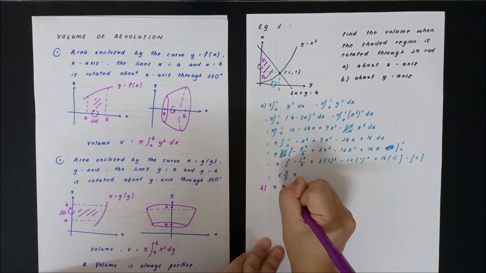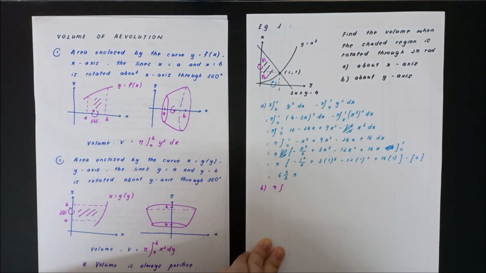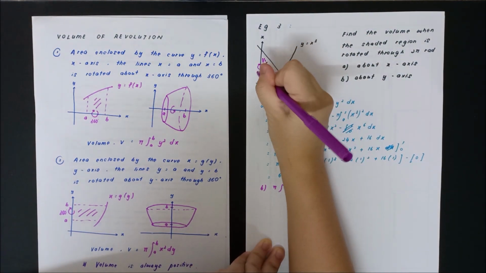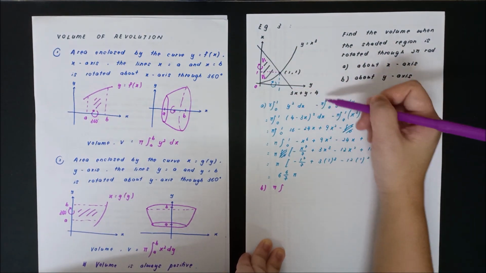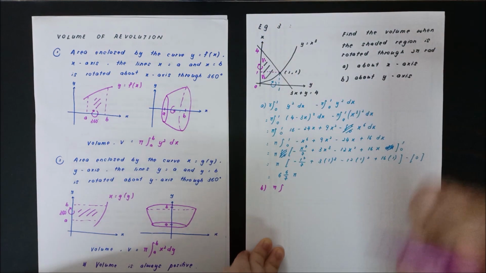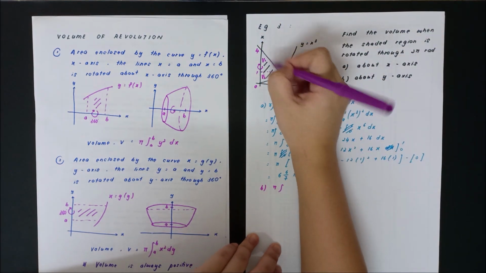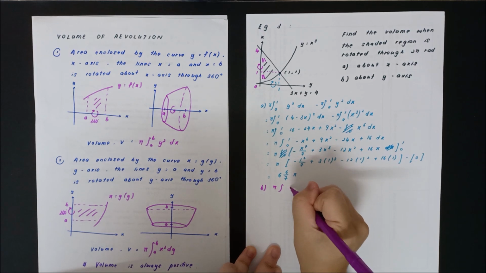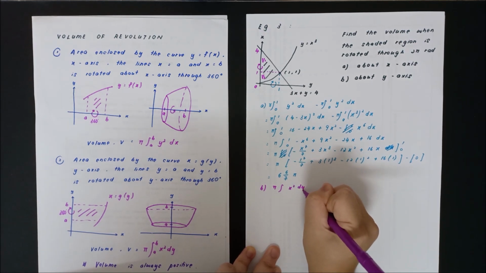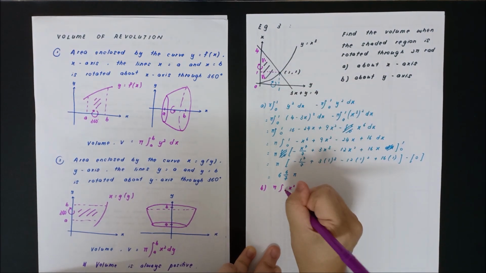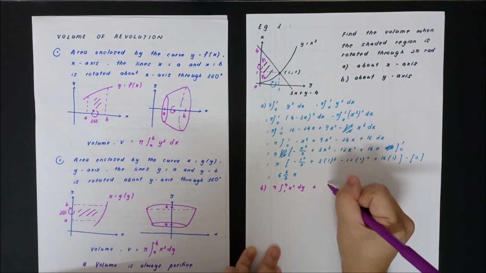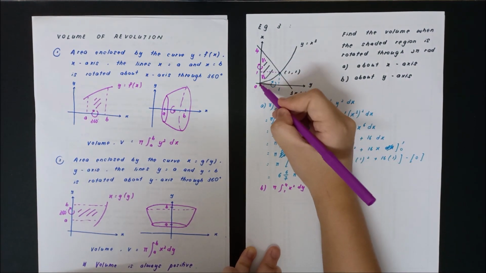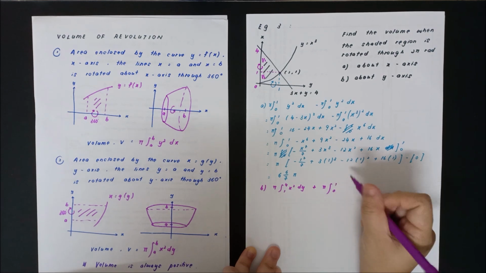So pi, then we need to find out what the limit is here. This is basically 1 to 0. For this straight line, y equals mx plus c, you will get a 4 here. So for this straight line it's going to be x squared dy, and the limit here is 1 to 4. This is for v1. For the v2 part, it's going to be 0 to 1, and x squared also.